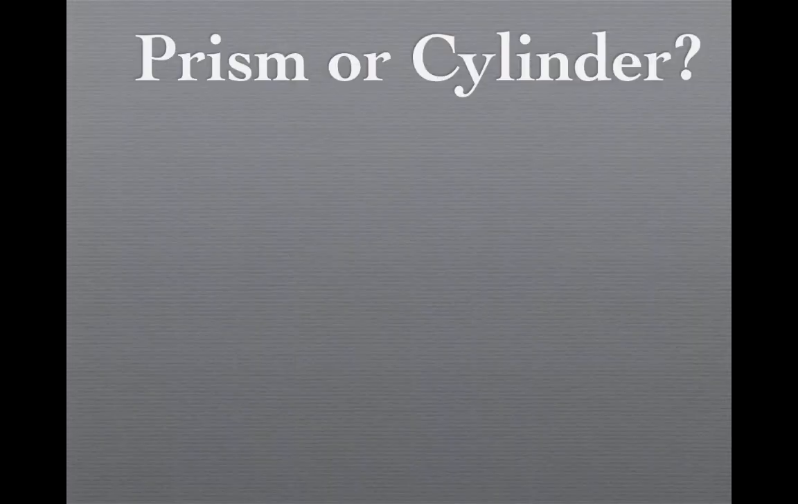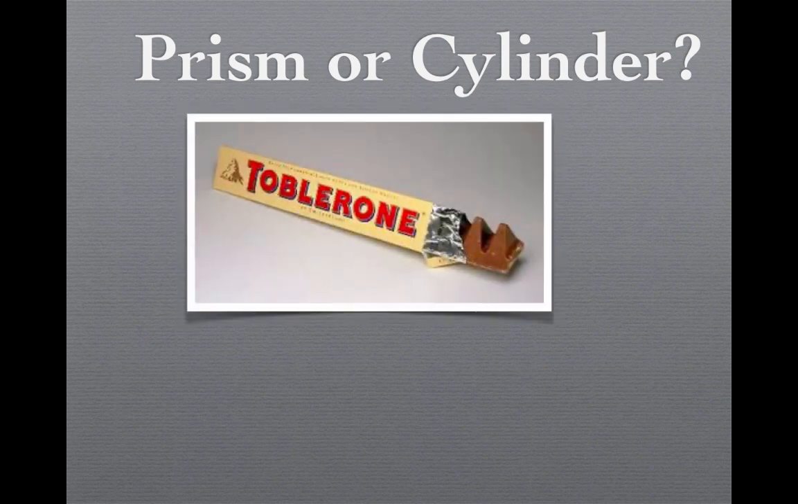Okay, is this a prism or a cylinder? It's a prism. It's got straight edges. It's that chocolate candy bar. Have you ever seen those in the stores? I've actually never had one of these. I talk about them all the time. I've still never tried one. I don't know why. But this is a prism.